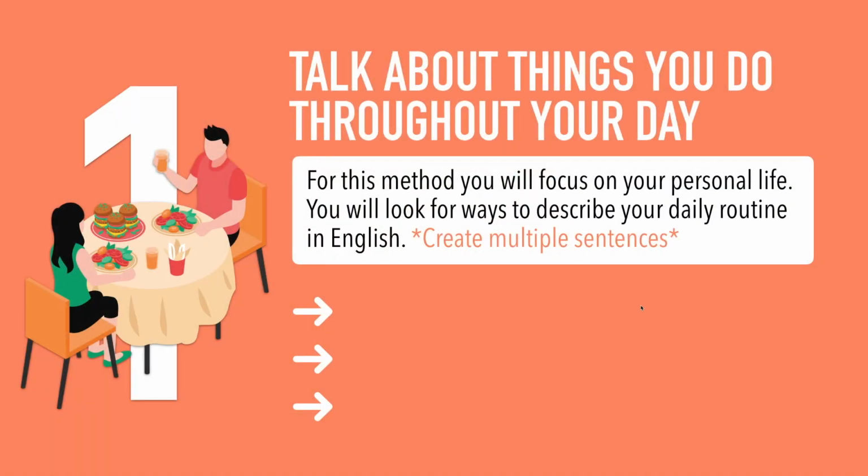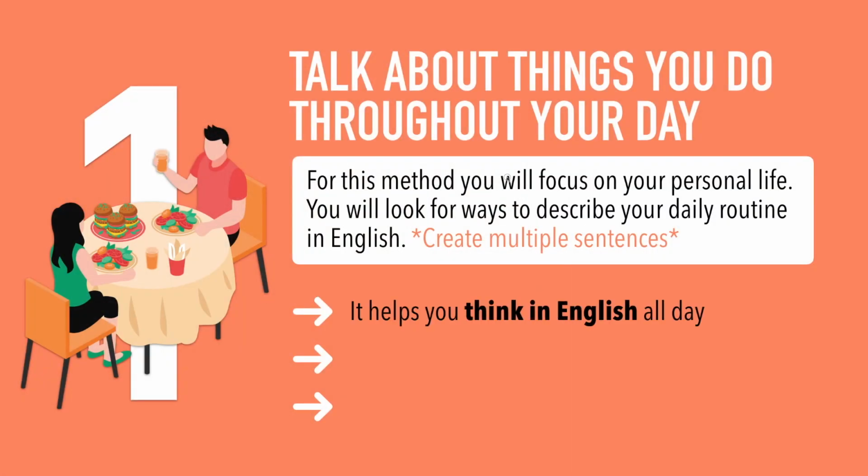Now, you will look for ways to describe your daily routine in English, and you're going to create multiple sentences. For example, if I chose to speak about when I eat breakfast in the morning, well, I want to make multiple sentences. I usually eat oatmeal. I like to eat at the table. I like to also drink orange juice when I am eating my oatmeal. Okay? Simple sentences describing something that I do in my day or during my day.